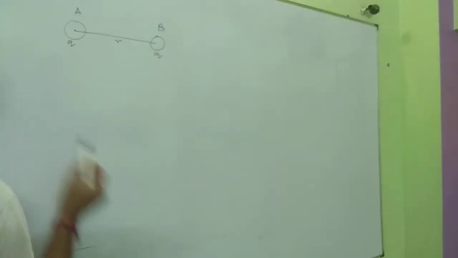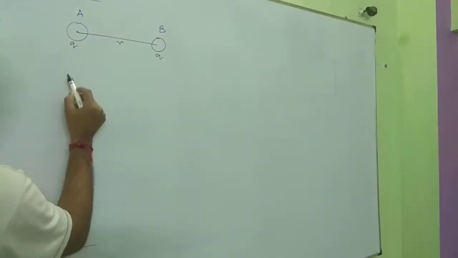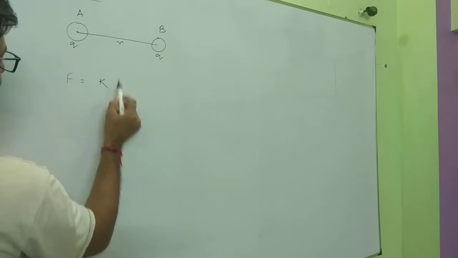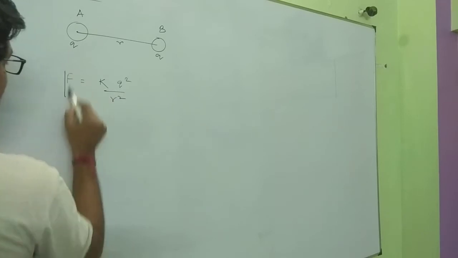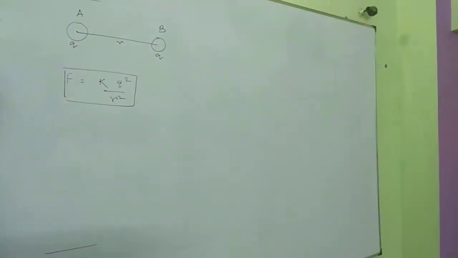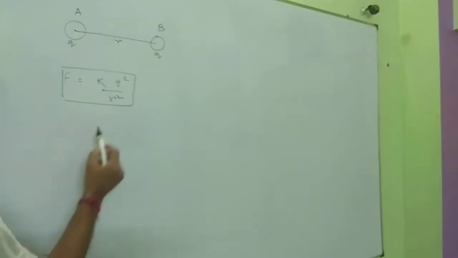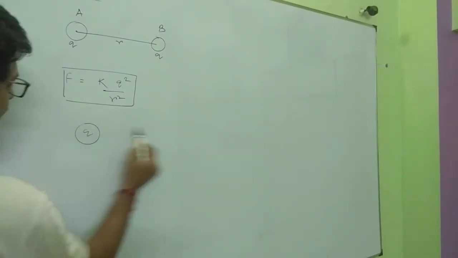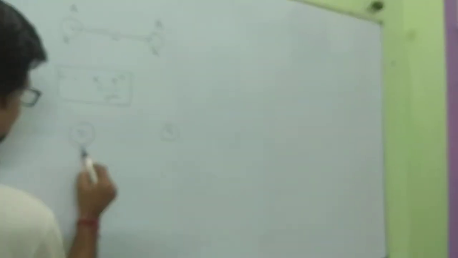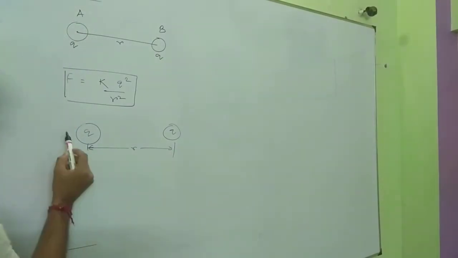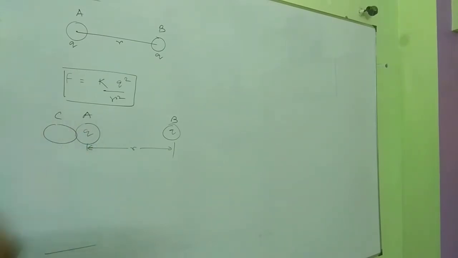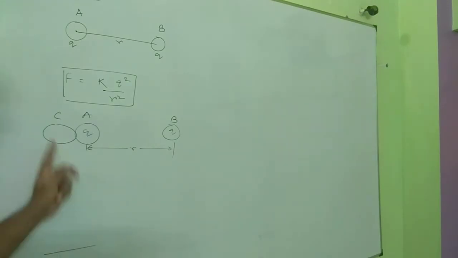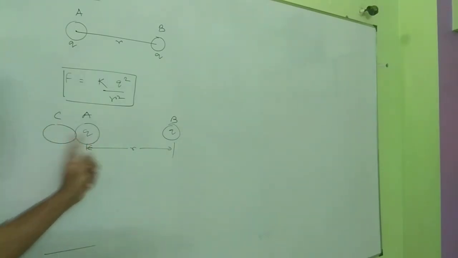So let us find the initial condition. Here the force will be F equal to K, 1 by 4 pi epsilon naught, is K Q square by R square. This is the initial force. Now there are two spheres with Q and Q charge and separation R. A third sphere C, which is uncharged, is touched with A. As I said in the earlier question, whatever the charge, when touching they will be equally distributed.